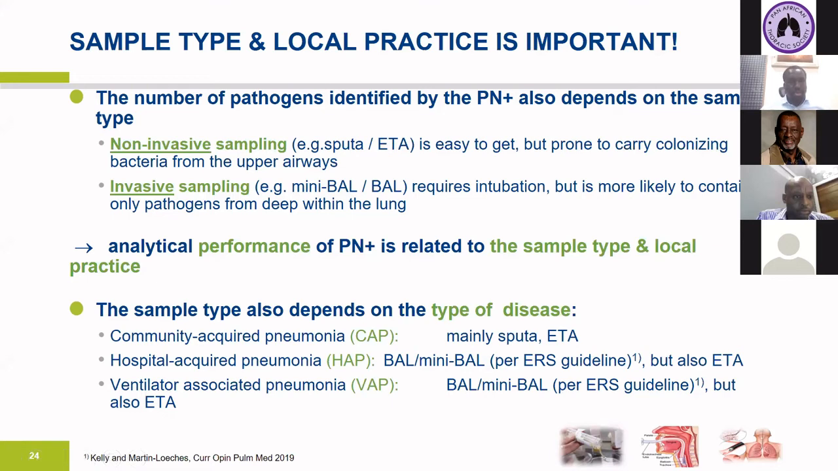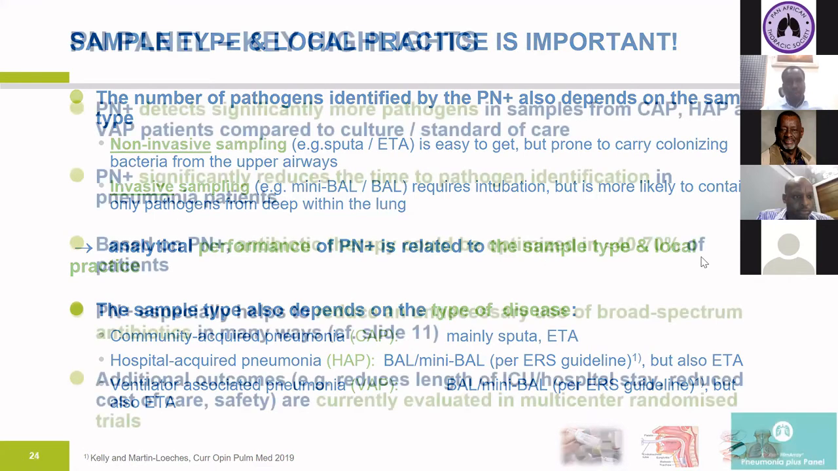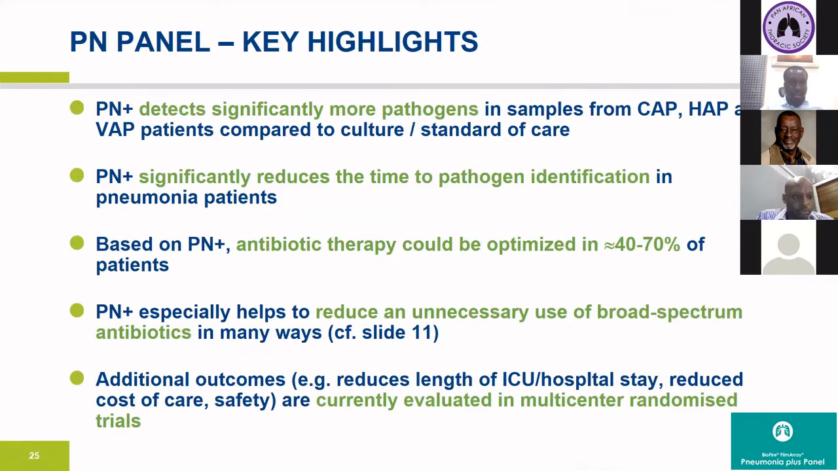We will tend to go more invasive if it's ventilator-associated pneumonia and potentially hospital-acquired pneumonia. But for community-acquired pneumonia, we tend to go for the sputum. So whatever the result comes out, it's good to correlate with the presentation, the kind of sampling that was done, so that you make a decision, not just based on the result, but the holistic understanding of the information in front of you. So the key highlights of the pneumonia panel as I come towards the close of my presentation.